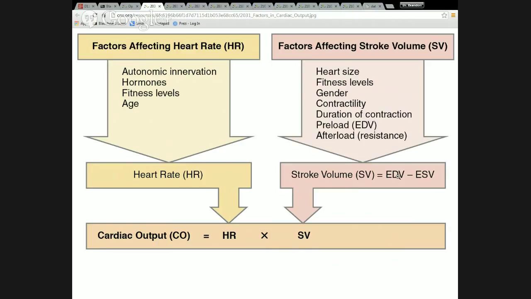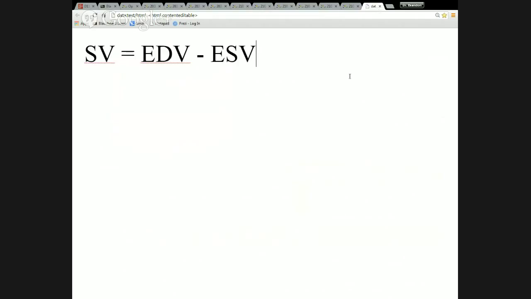So that's basically what the figure down here says. Stroke volume, SV, equals EDV minus ESV. And so that, of course, begs the question of what EDV and ESV stand for. EDV is the end diastolic volume.